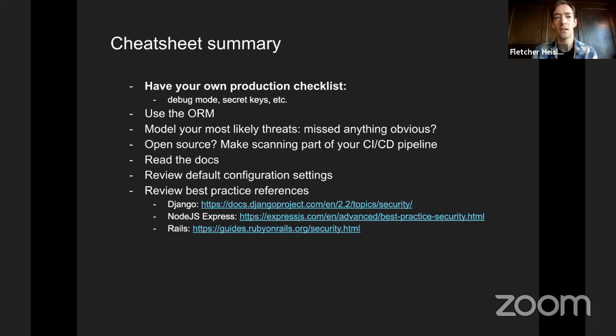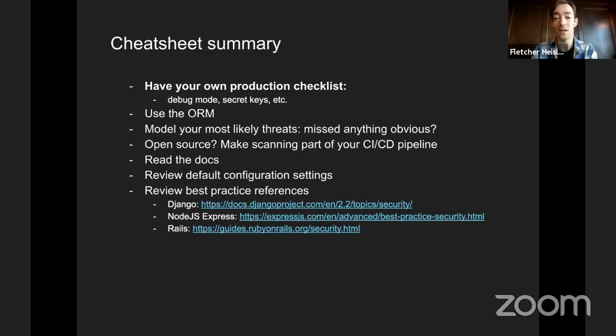And especially for your particular application, product, company, even your industry, who would you expect an attacker to be? What information would they be after? What motivations might they have? And that can help you think about what are these kinds of vectors we should be paying attention to. If you're using open source, make scanning of some sort part of your pipeline, part of your production pipeline.